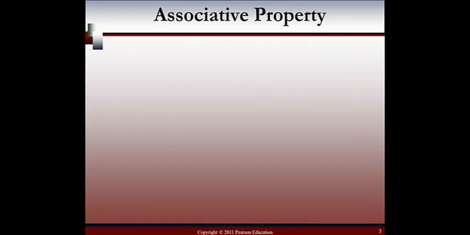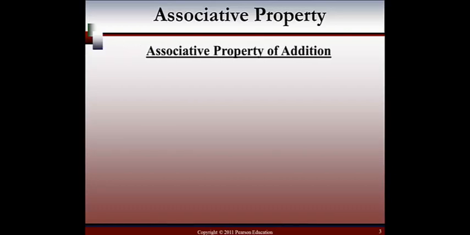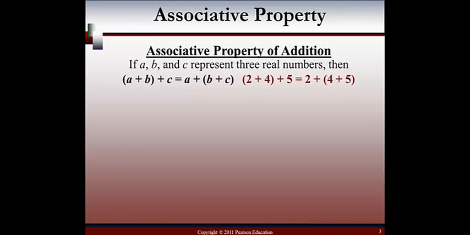Another property that we have is the associative property. We have the associative property of addition. This says if A, B, and C represent 3 real numbers, then A plus B, inside parentheses, plus C equals A plus, in parentheses, B plus C. An example of this is shown. We have the 2 plus 4 inside the parentheses with the plus 5 outside. And we're saying that equals the same thing as 2 plus, then the parentheses, 4 plus 5.